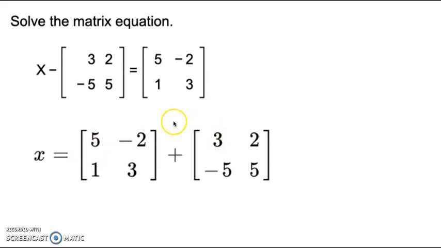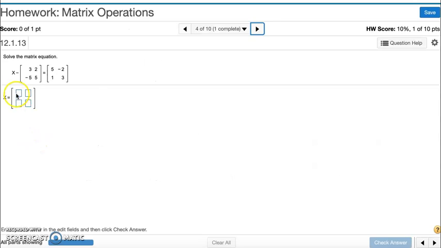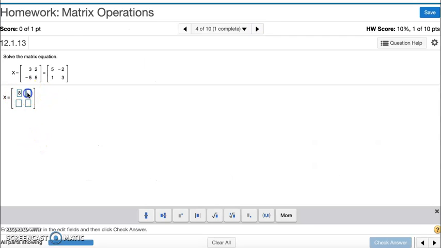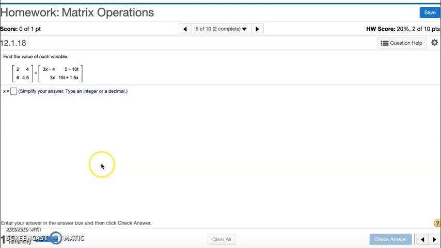5 plus 3, negative 2 plus 2, 1 plus negative 5, and 3 plus 5 will give you 8, 0, negative 4, and 8. So let's type that in. So 8, 0, negative 4, and 8. And that's number 4. Number 5, find the value of each variable.